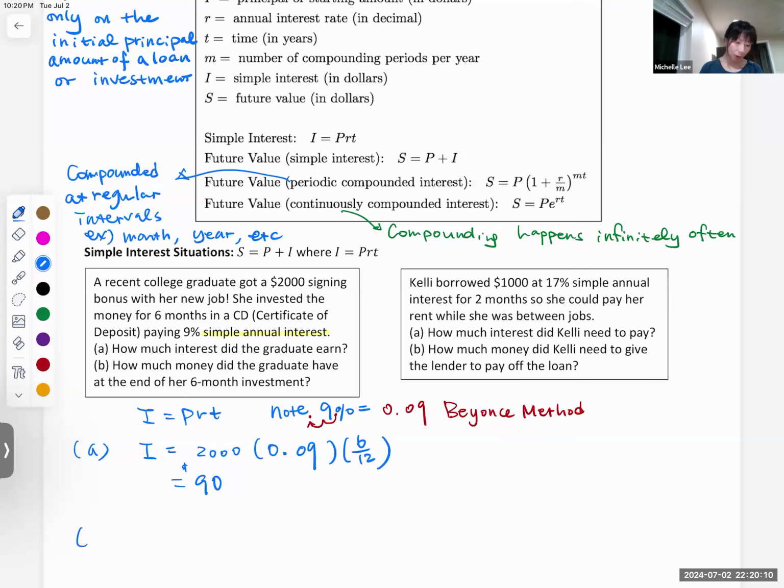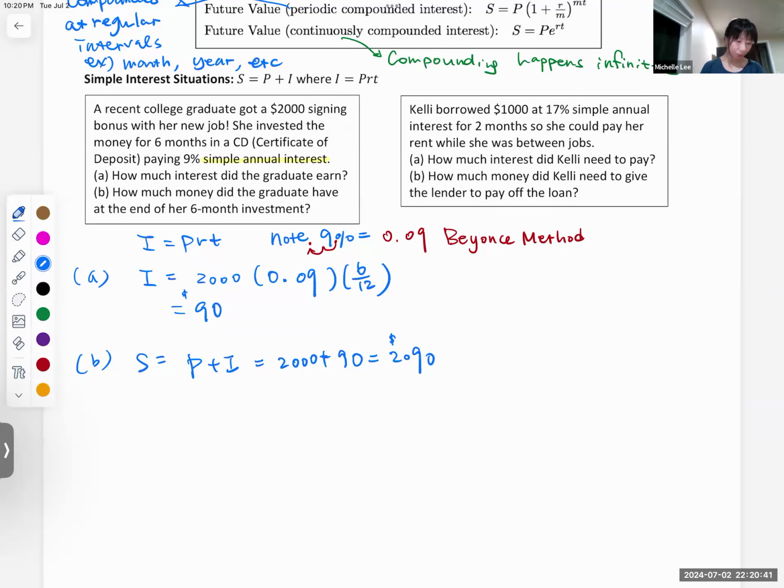Okay, second part. How much money did the graduate have at the end of her 6 months investment? So S, the future value for simple interest, equals P plus I. The principal was 2,000, and the interest we just found is $90, which gives $2,090. Very good.